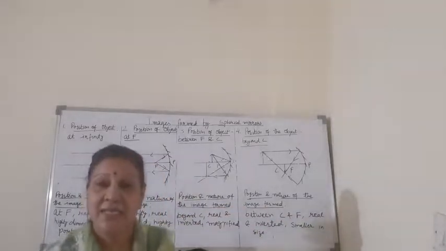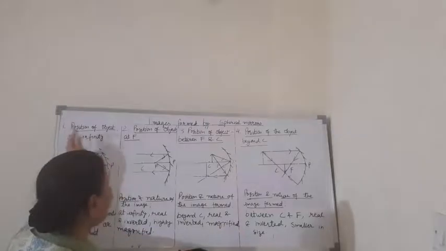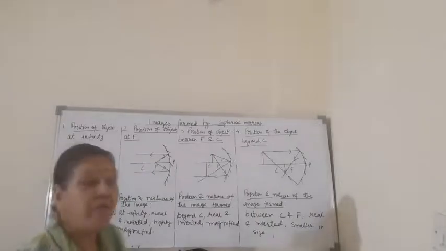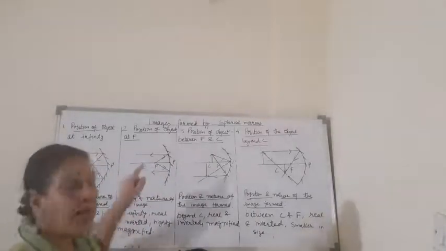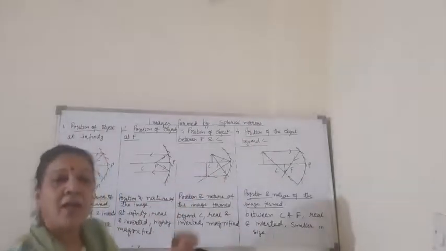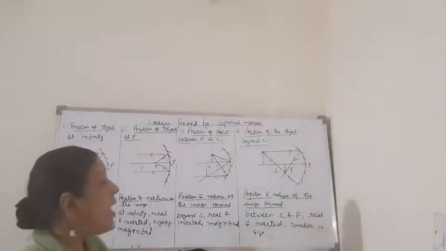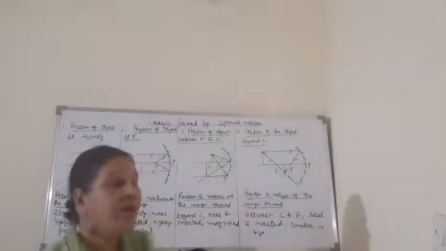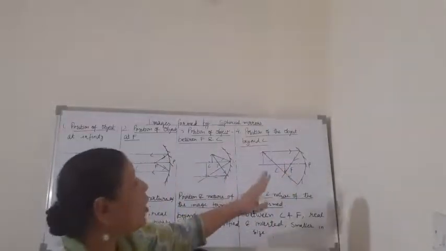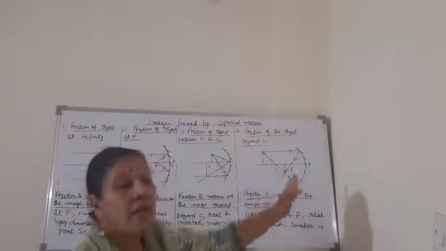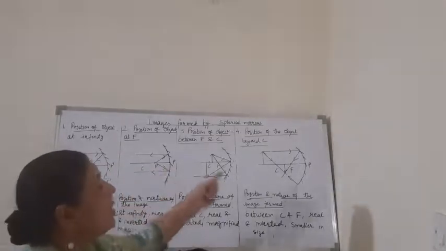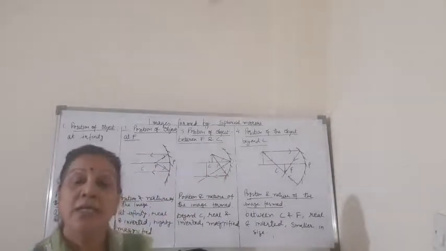So remember, when the object is at infinity, the image will be formed at F. When the object is at F, the image will be formed at infinity. When the object is between C and F, the image will be formed beyond C. And when the object is beyond C, the image will be formed between C and F. So these are the 4 image formations in case of a concave mirror.